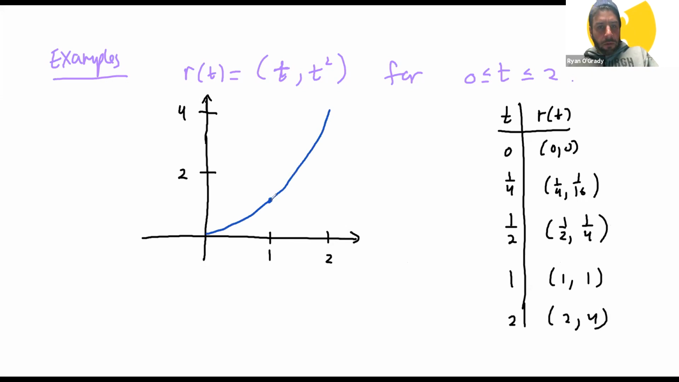So for example, this is the point 1, 1. And this is the point 2, 4. And by doing it this way, we can imagine there's some sort of direction along this curve. And so, of course, this point corresponds to t equals 2. This point corresponds to t equals 1.